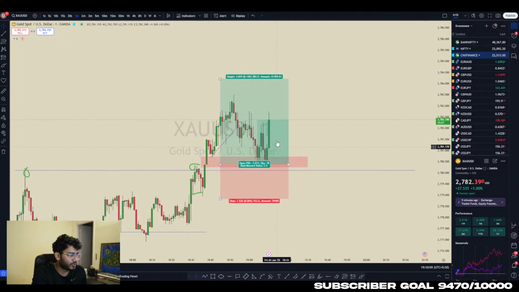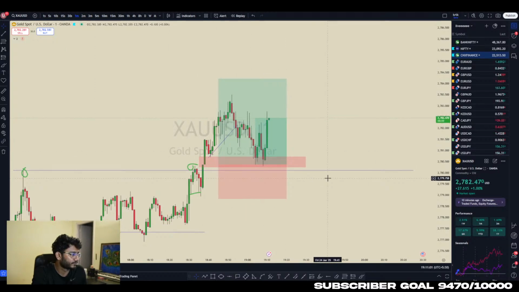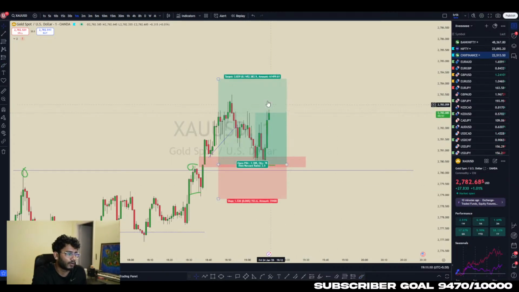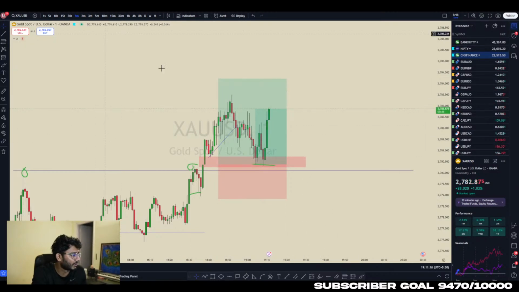If you want to put your stop loss to break even, you can put here. But I think this low is swept, so price can continue higher to the upside. And close your like 50% position over here and let the trade run to the upside.